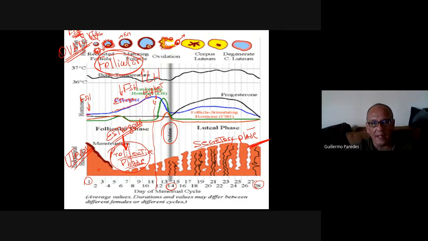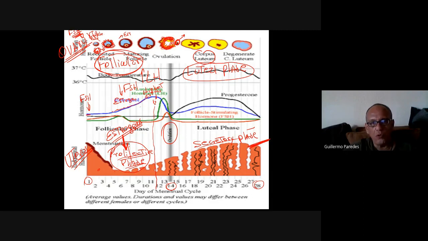These follicular cells form what we call the corpus luteum. So the remnants of the follicular cells that stay in the ovary after the release of the ovum are going to form the corpus luteum. The corpus luteum in the ovary is going to give the phase we call the luteal phase. That is the luteal phase in the ovary.